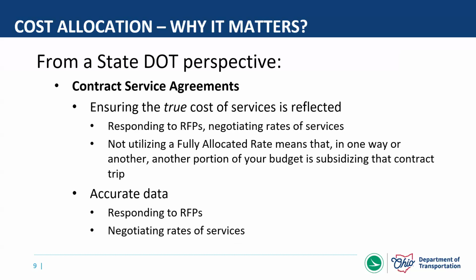And then another reason why it matters is for contract service agreements. I know a lot of rural systems will have contracted services that they offer. That's a really great way for them to come up with that really important local match that they need for operating and capital projects. So using the cost allocation calculator to get your fully allocated cost again is going to make sure that you're out there charging the true cost of the service that you're providing.